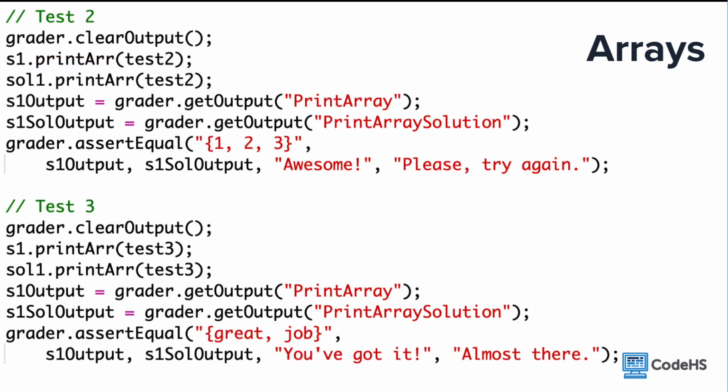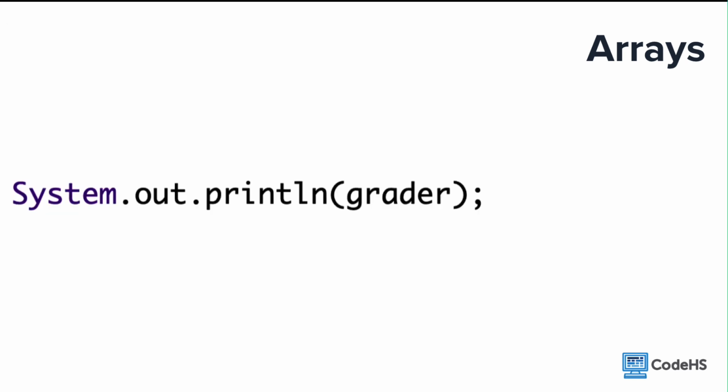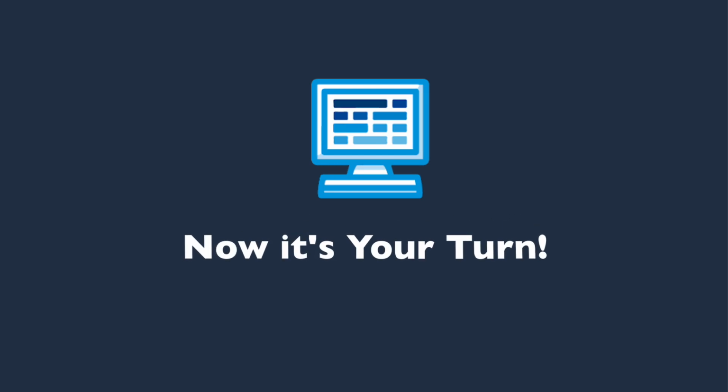The final step will be to repeat that test on the second and third arrays. Note that we must call the clear output method on the Autograder before each test. As always, the last line of code should be a print of the Autograder. Remember that we only need to print once regardless of how many test cases we have created. Now it's your turn to create an Autograder that includes arrays.